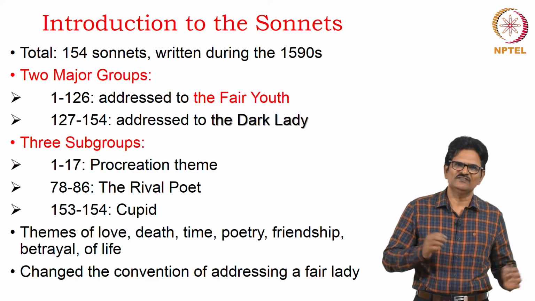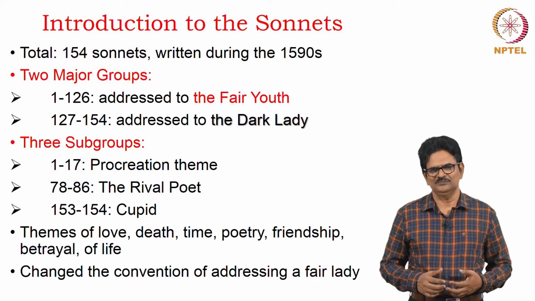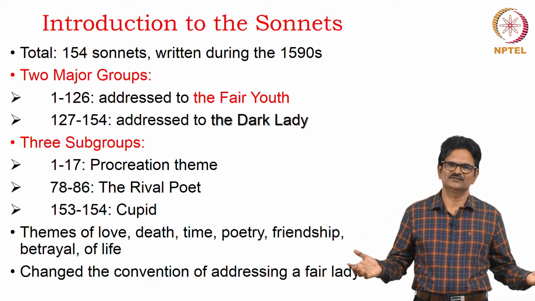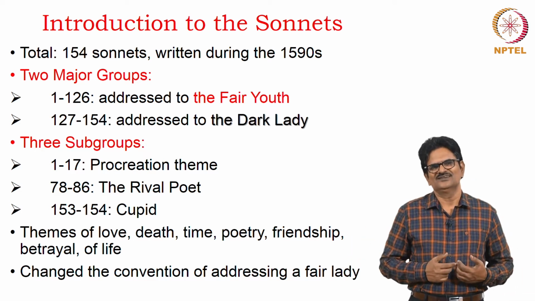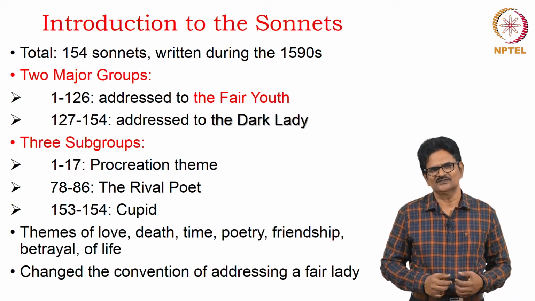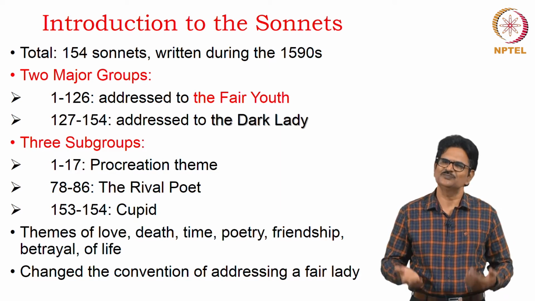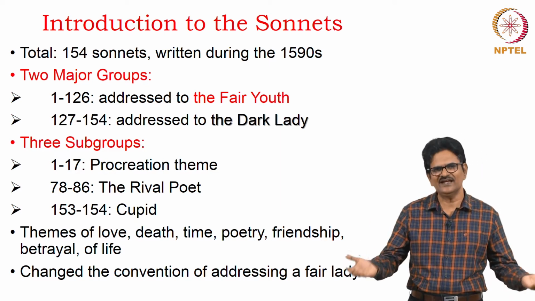Sonnets 1 to 17 deal with the procreation theme. We cannot live forever here, then how do we find ourselves after our death on this earth? One way we know is through procreation, that is begetting children. We pass on our legacy to the future.